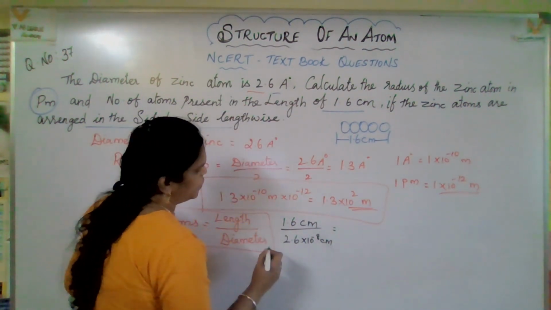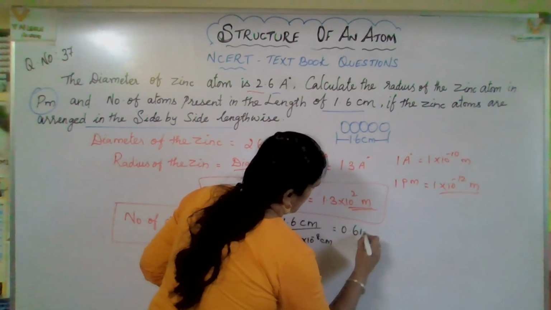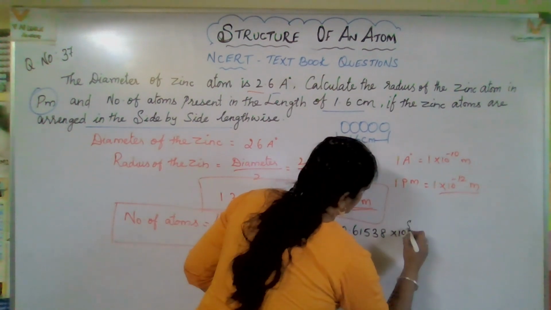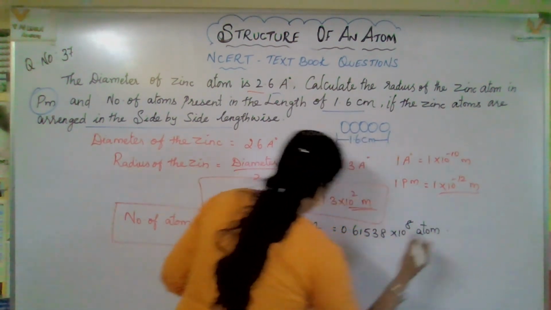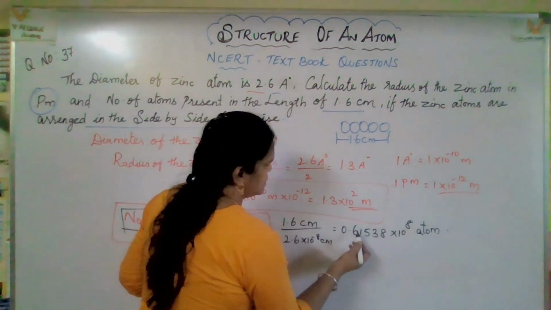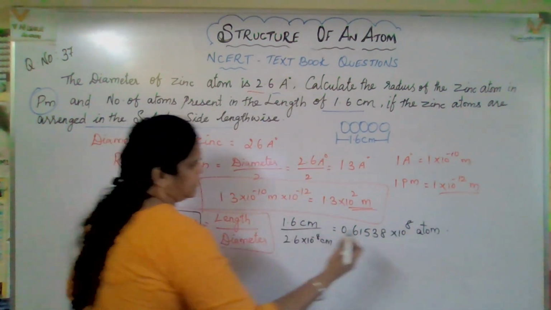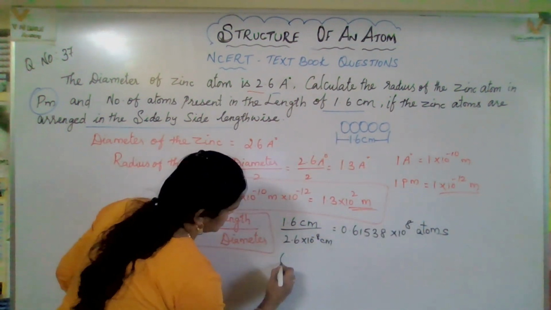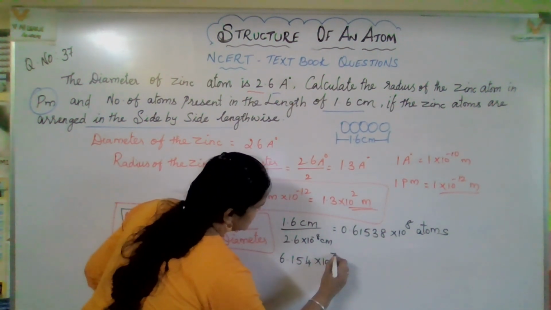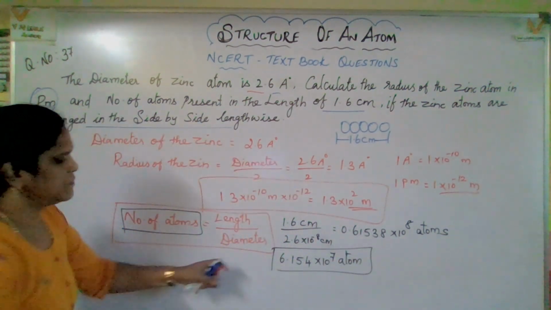So what is the answer? You will get 0.61538 into 10 to the power of 8 atoms. Right, number of atoms only they are asking. So number of atoms is 0.61538 into 10 to the power of 8 atoms. Okay, now let us write like this: 6.154 into 10 to the power of 7 atoms. That's all the answer. So number of atoms is this one.